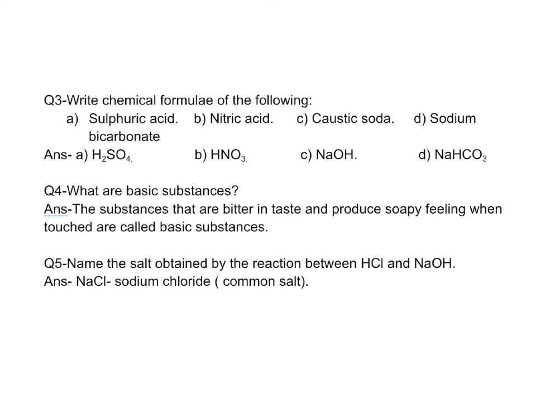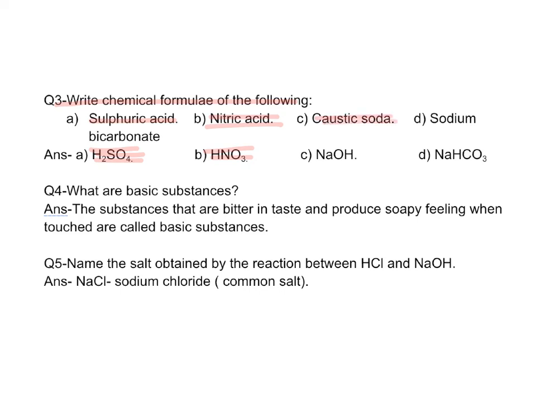Now children, let's do some writing work. You can continue from here. Question number 3. Write chemical formulae of the following. A. Sulfuric acid. I hope you all can write the formula of sulfuric acid. And the answer is H2SO4. That's correct. B. Nitric acid. And the answer is HNO3.